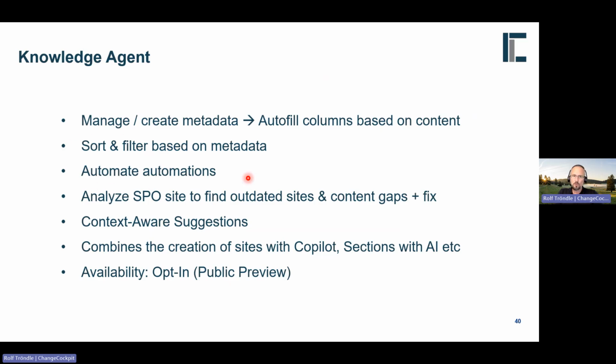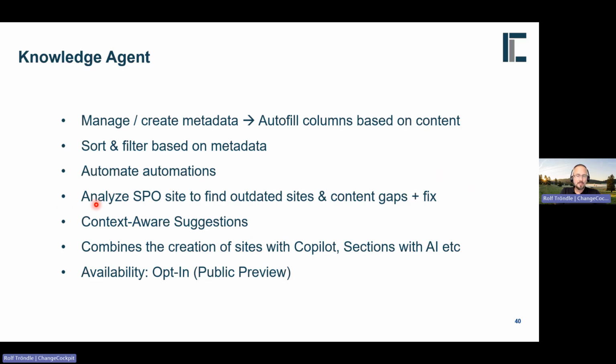You can automate with automations. It helps you create these automations in SharePoint Online. It can analyze SharePoint Online sites to find outdated sites and content gaps. So you have the content for a project as an example, and then you create SharePoint Online sites to help people navigate and tell people what the project is about. It will help you create these sites, everything using Copilot. It will find content gaps in your already existing sites and fix them, and you can even remove older pages.